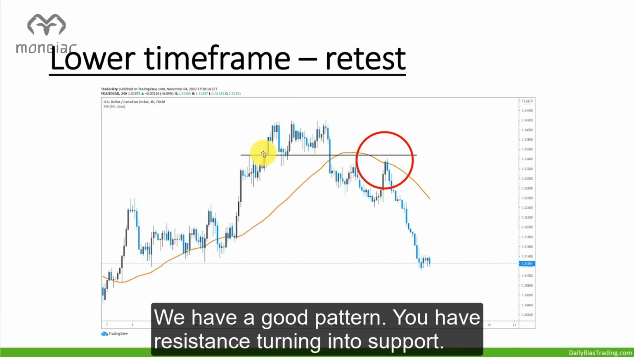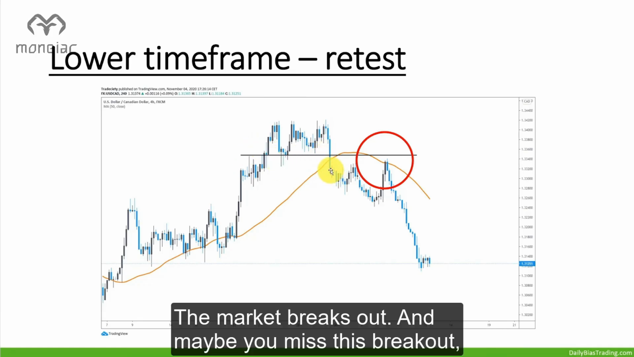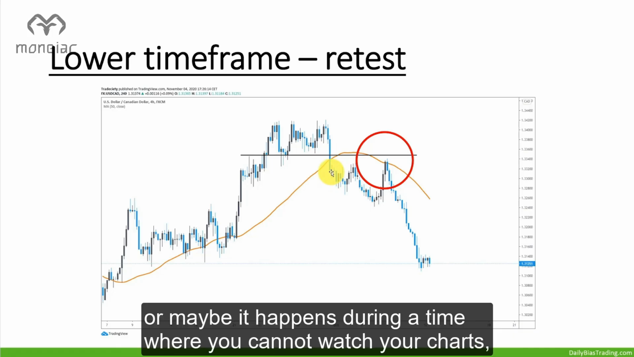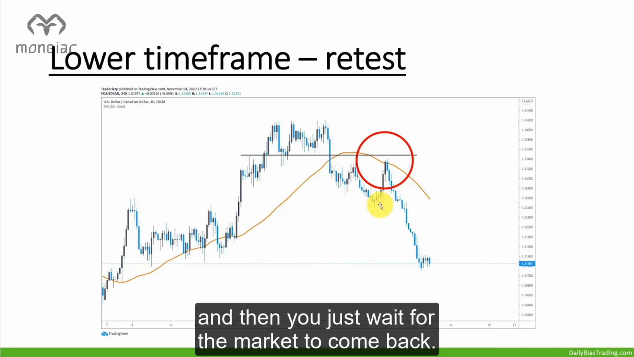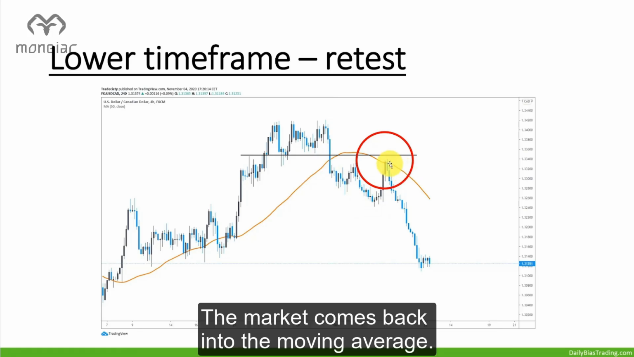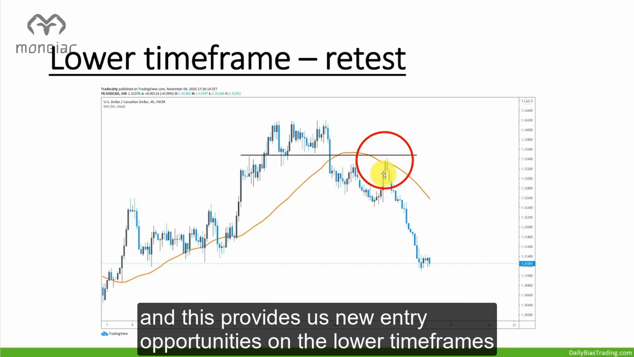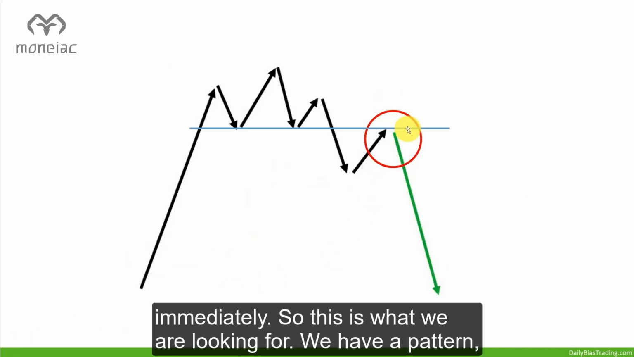We have a good pattern, you have resistance turning into support, the market breaks out, and maybe you missed this breakout, maybe the breakout is too strong for you, or maybe it happens during a time where you cannot watch your charts, and then you just wait for the market to come back. The market comes back into the moving average, sometimes back into the breakout level, and this provides us new entry opportunities on the lower time frames immediately. So this is what we are looking for.